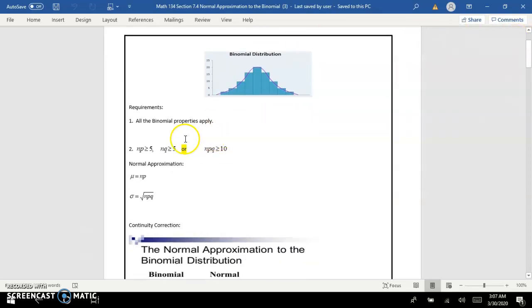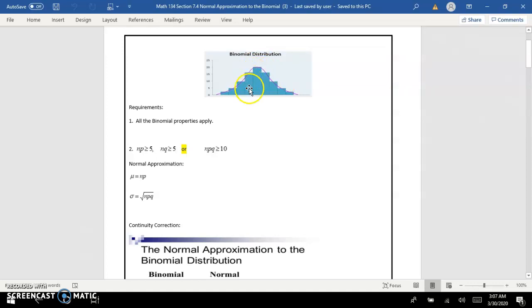So you technically have one condition, and in this case, np greater than or equal to 5 and nq greater than or equal to 5. And the second condition is np and nq greater than or equal to 10. When both of these conditions are satisfied, then the binomial problem is bell shaped, and it's perfectly bell shaped.